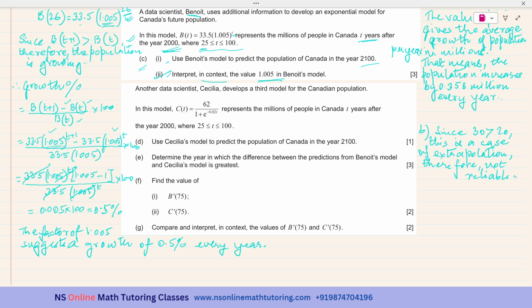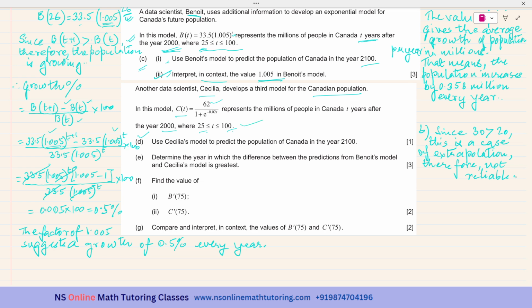Another data scientist, Cecilia, develops a third model for the Canadian population. In this model, C of t is equal to 62 over 1 plus e to the power of negative 0.02 times t, and represents the millions of population in Canada, t years after the year 2000, where t is between 25 and 100, both included. Subpart D's question is, use Cecilia's model to predict the population of Canada in the year 2100.